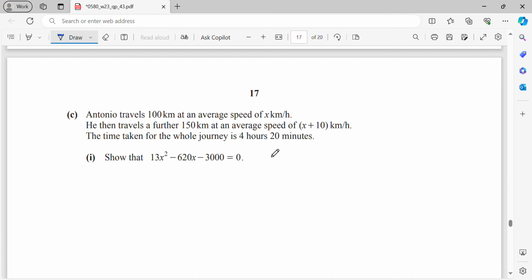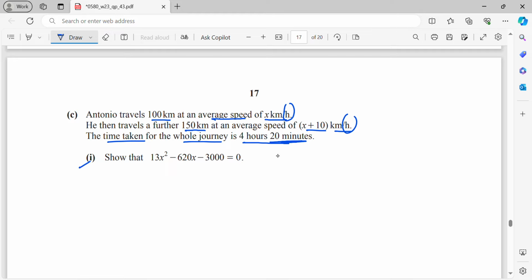Okay, now next part. Antonio travels 100 kilometers at an average speed of x kilometers per hour. He then travels a further 150 kilometers at an average speed of x plus 10 kilometers per hour. The time taken for the whole journey is 4 hours and 20 minutes. Now look at the units here, per hour. So that means the 20 minutes you have to convert to hours. Now, first part, show this quadratic equation.